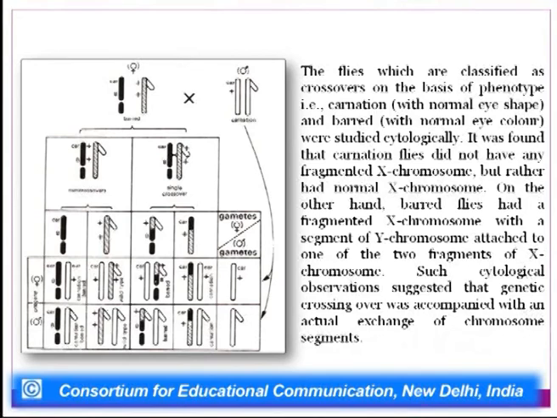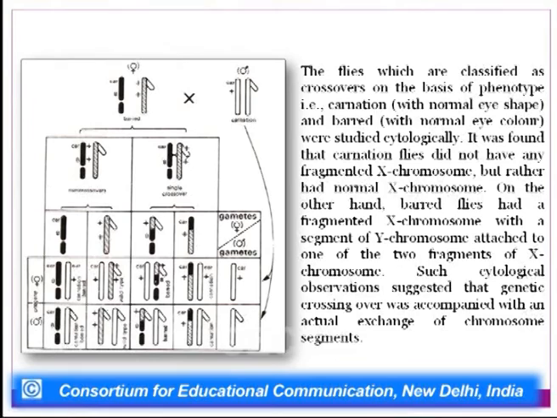And now looking at it, the flies which are classified as crossovers on the basis of phenotype, that is carnation with the normal eye shape and barred with the normal eye color, were studied cytologically. So basically the crossovers or recombinant phenotype flies were taken and looked at cytologically to see what chromosomes they are carrying, and it was found that carnation flies did not have any fragmented X chromosome but rather had a normal X chromosome. On the other hand, barred flies had a fragmented X chromosome with a segment of Y chromosome attached to one of the two fragments of X chromosome. Such cytological observations suggested that genetic crossing over was accompanied with an actual exchange of chromosome segments.